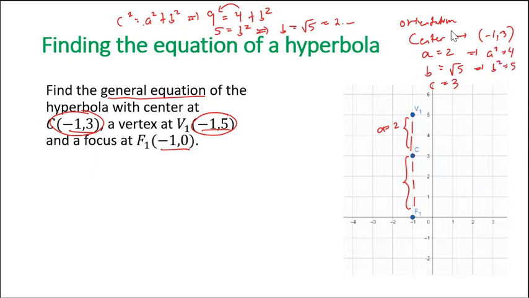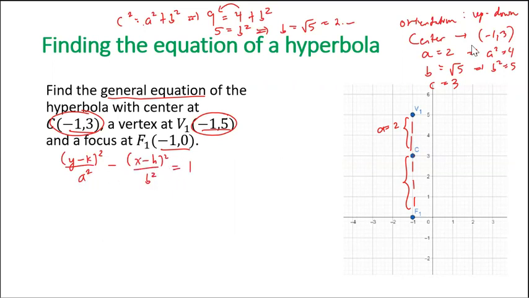Now for the orientation of the hyperbola, since the vertex occurs above the center, that means the transverse axis is vertical. Which means that this hyperbola is an up-down hyperbola. And the equation of the up-down hyperbola will be (y minus k) squared over a squared minus (x minus h) squared over b squared equals 1.